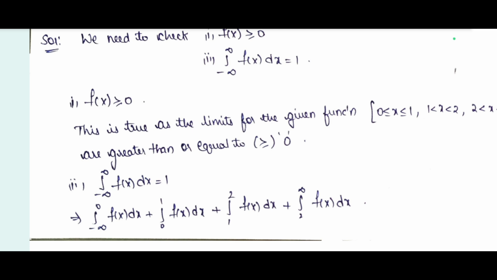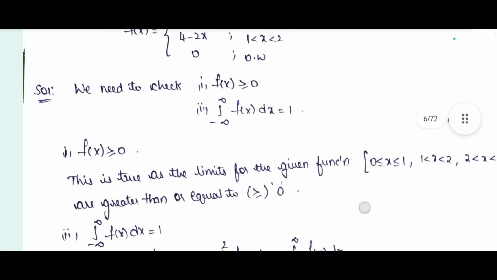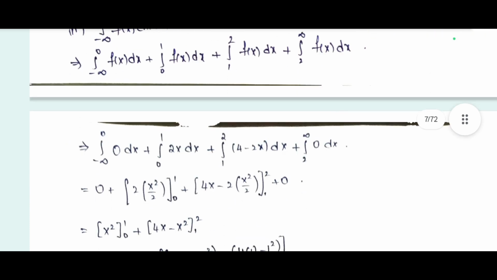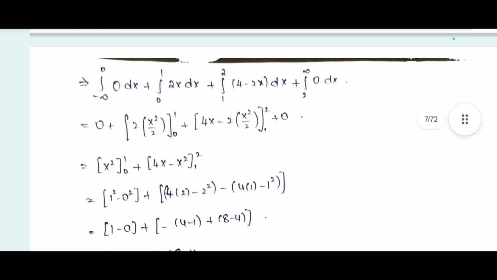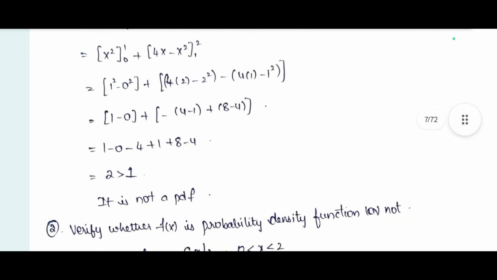So the second condition, minus infinity to plus infinity; the given limits are 0 to 2, so we can apply 0 to 2. Then we got the value of this integration as 2, which is not at all equal to 1. So this is not at all a PDF.